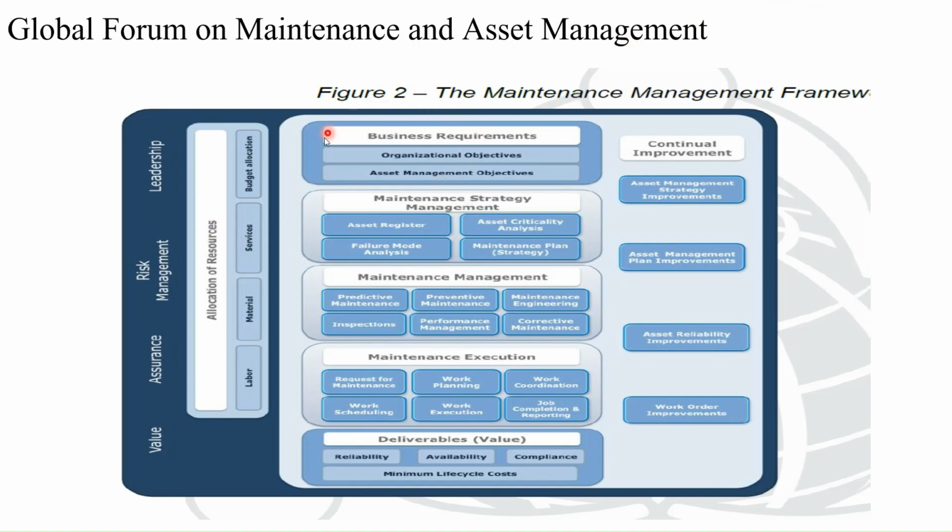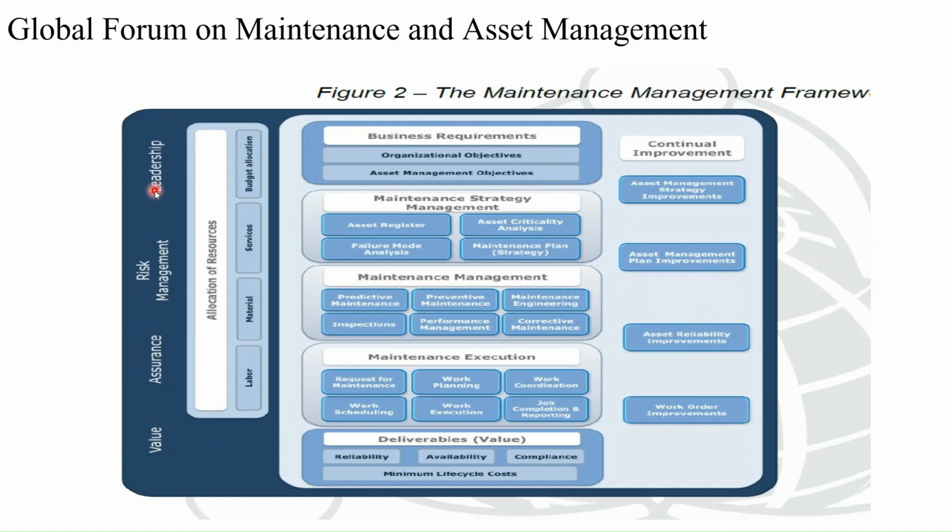Global Forum on Maintenance and Asset Management. Business requirements shape an organization's objectives, which in turn define asset management goals. These objectives serve as the foundation for maintenance strategy management, ensuring alignment between asset performance and business success. Within maintenance strategy management, key components include asset register, asset criticality analysis, failure mode analysis, and maintenance planning. These elements help identify asset importance, failure risks, and necessary maintenance actions.